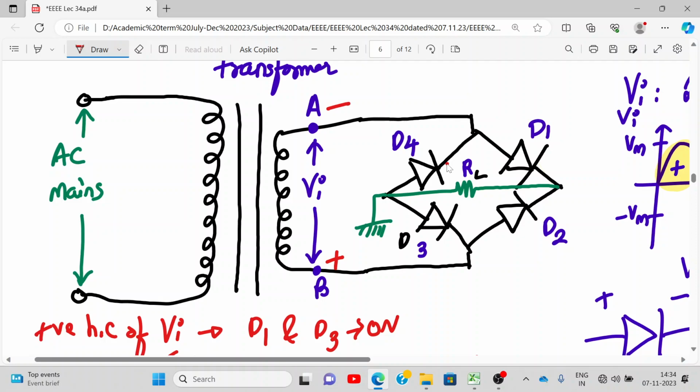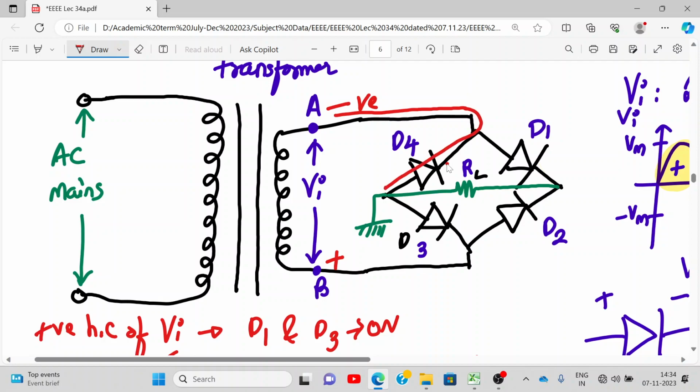This is negative. Okay, wait. Point A is negative with respect to point B. So the signal comes over here. Will it go to D1? No, D1 will be reverse biased. It will flow to D4, right?